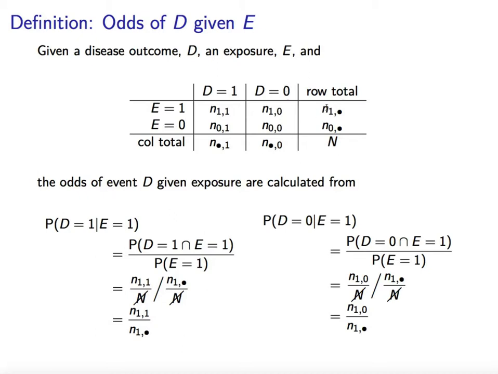These row totals here, N1 dot, are all of the individuals who were exposed, and N0 dot are all of the individuals that were not exposed. N dot 1 is all of the individuals who had the disease. N dot 0 is all of the individuals who did not have the disease. So these had the disease, these did not have the disease, for a total of big N samples.